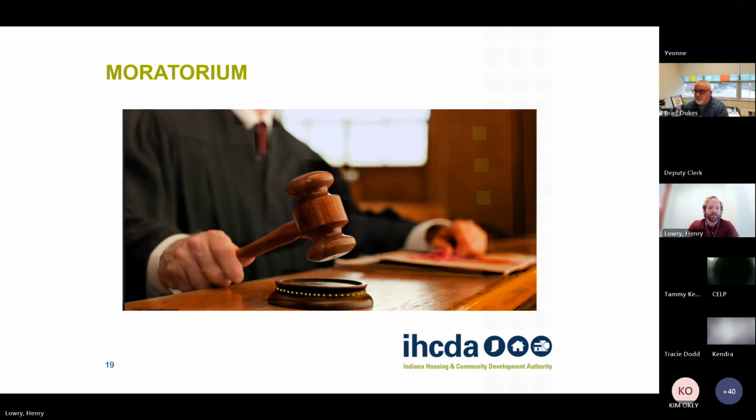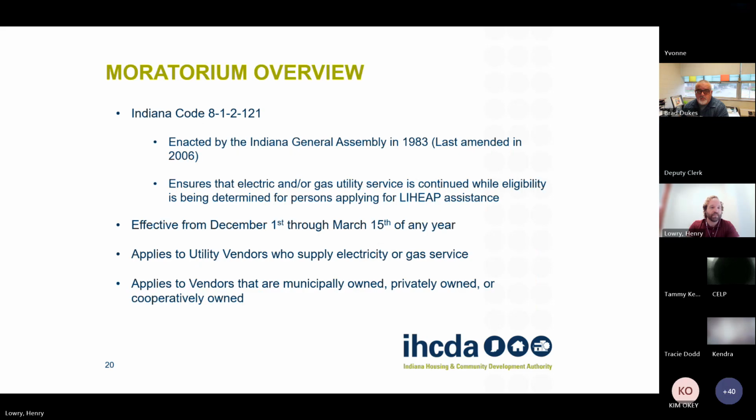Okay. Let's move on. Let's talk about moratorium. So moratorium overview, here's the Indiana code if you would like to look it up. This was enacted in the Indiana General Assembly in 1983. It was amended in 2006, and it ensures that electric and or gas utility service is continued while eligibility is being determined for persons applying for LIHEAP assistance. It is effective from December 1st through March 15th of any year.